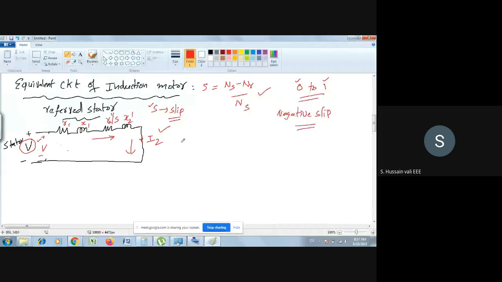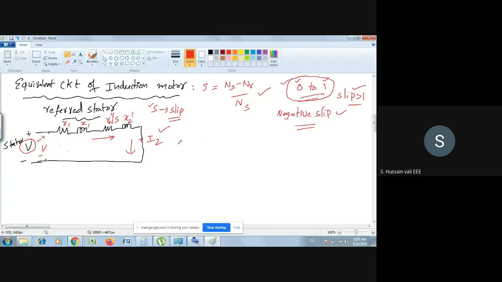Sometimes the slip is even greater than 1, but these possibilities, this case and this case, are beyond our discussion. Whenever we require, we will go into them when these situations arise. In general, when you operate the machine as a motor, the slip is from 0 to 1, so we'll stick to this.